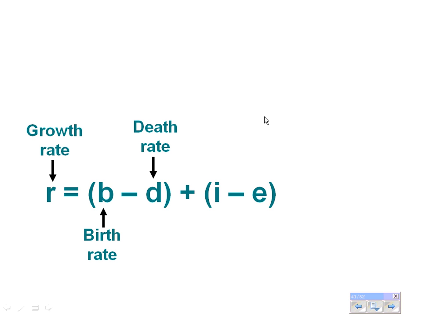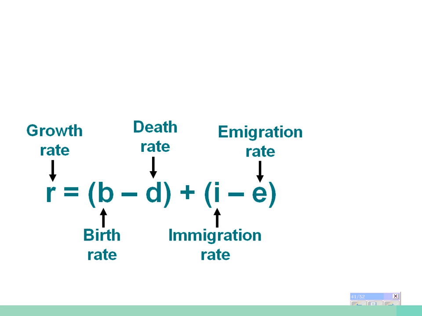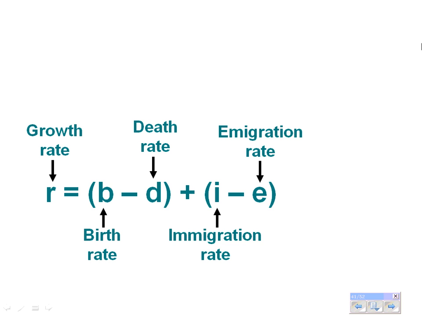Okay, for number 3, it says that you should be able to calculate the growth rate, including immigration and emigration. So you can see the equation here, and on the second page or the back page of your objectives, you'll have to use this equation to figure out some of the answers to the math problems.